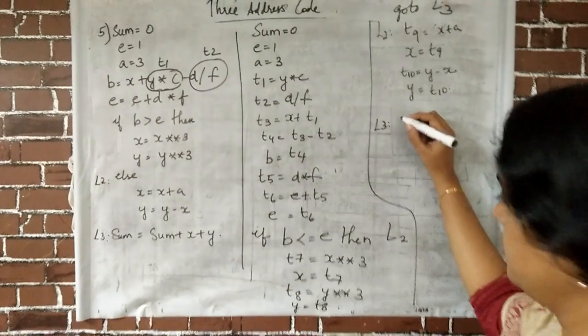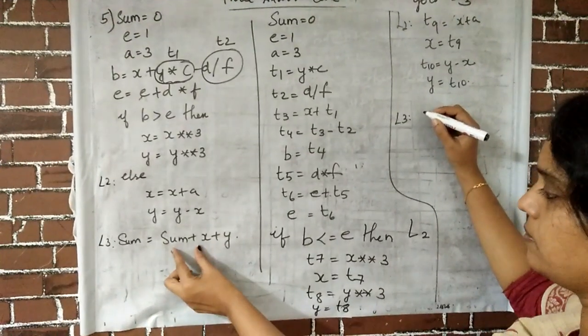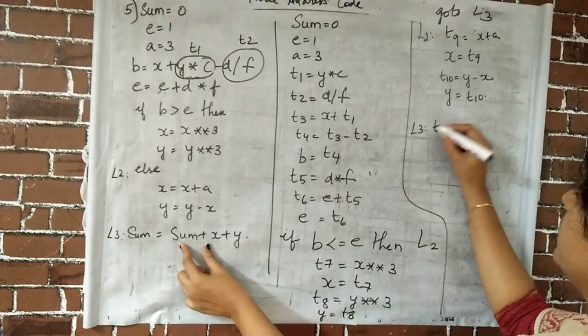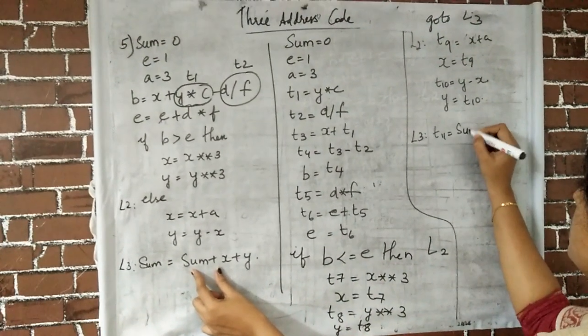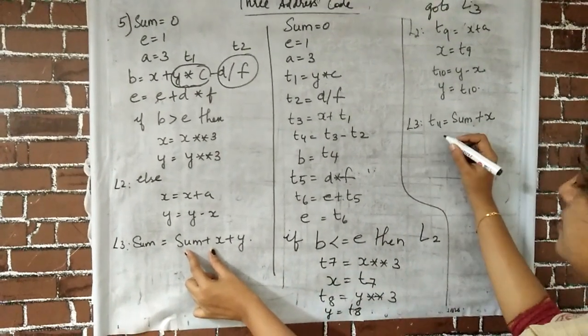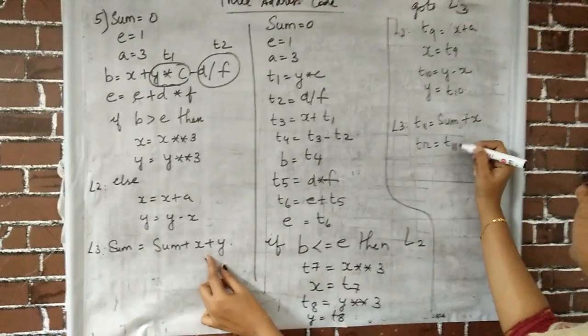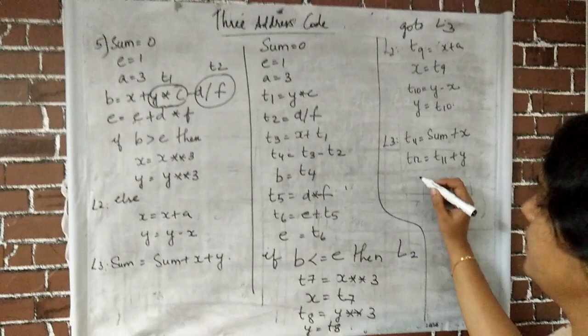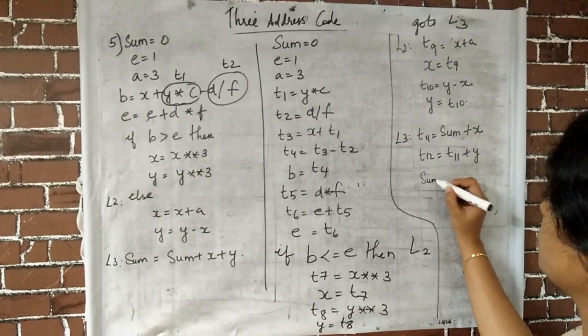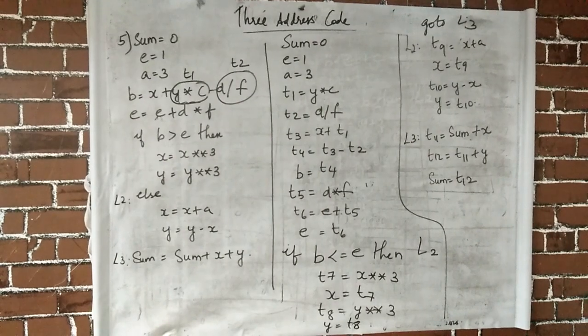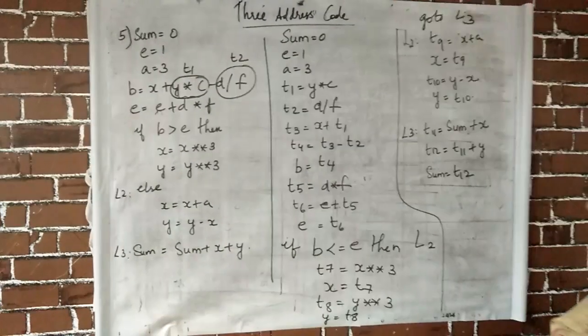So you have plus operations. Both are plus operators. So executing from left to right, you have T11 is equal to sum plus x. Now, T12 is equal to T11 plus y. Again, the sum has to be assigned with T12. So this is the 3-address code for this particular statement.